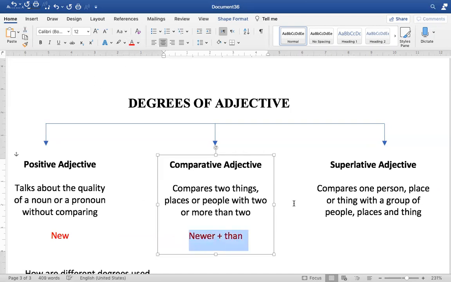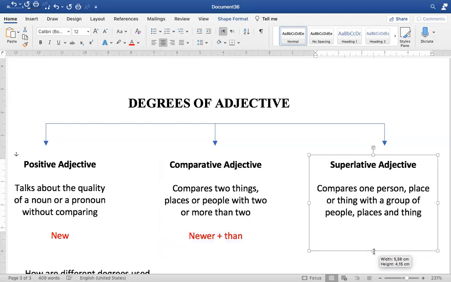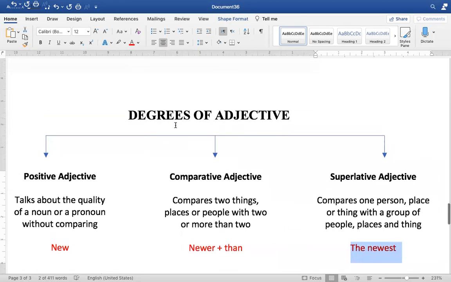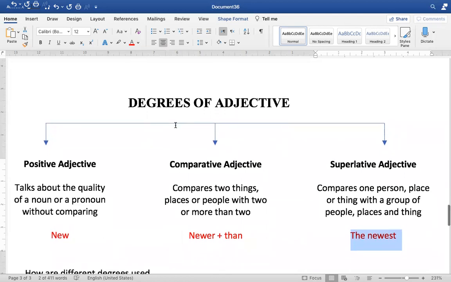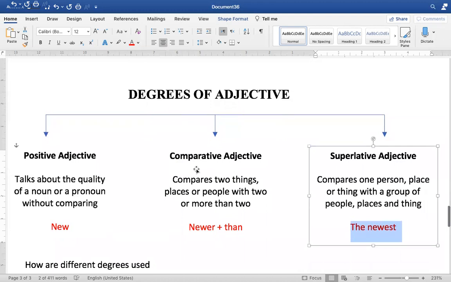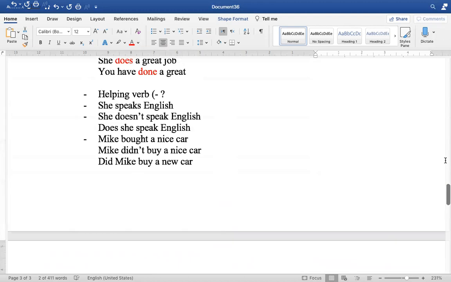Then if you want to compare one person, place, or thing with a group of people, places, or things, you will say the newest. Which means there should be a the in order to make it the superlative form. So, the newest. That's it. So these are the 3 different degrees of adjectives. And what is really important is to understand a little bit the spelling rules for comparative adjectives and superlative adjectives.